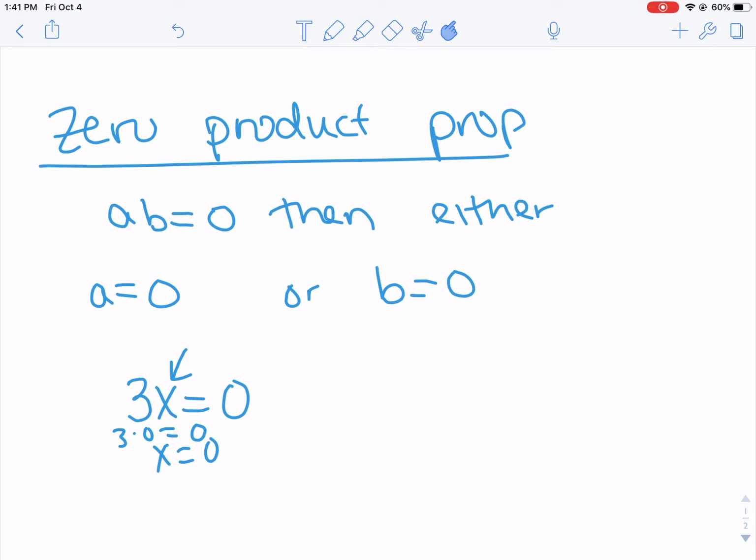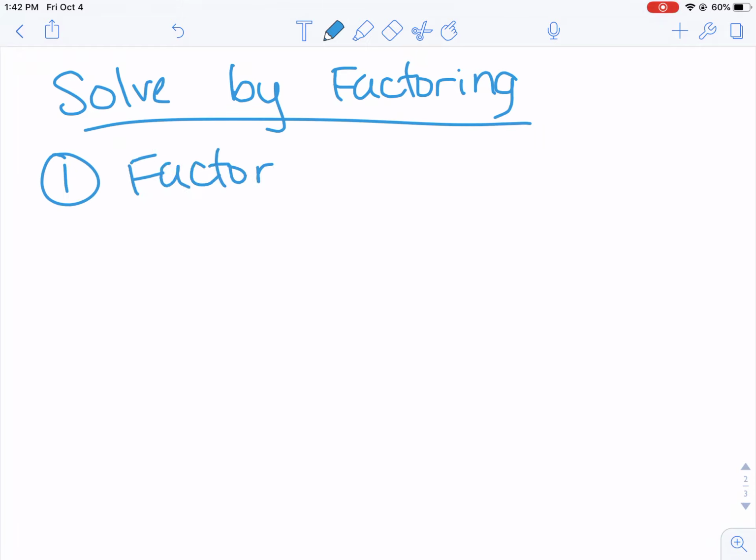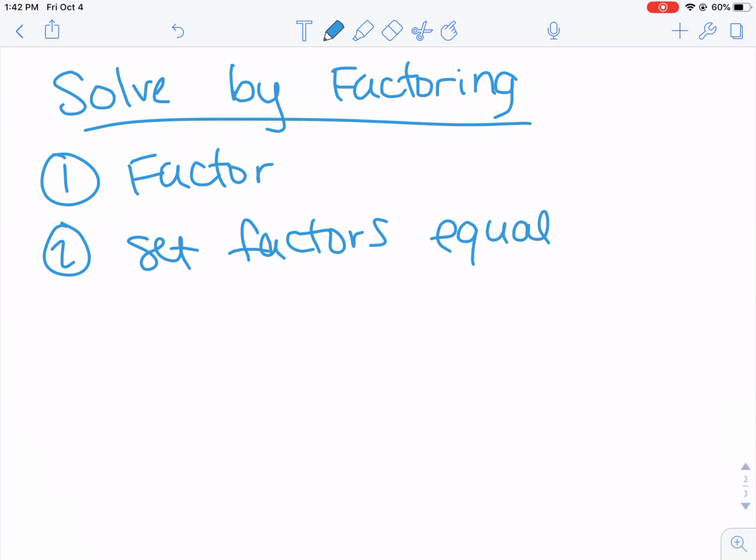So for these questions, okay, you're going to have to factor them first. So when it asks you to solve an equation, you're going to have to first factor using one of our methods, and then you're going to set your factors equal to 0. And then we're going to solve. Okay? So let's just kind of dive right in.